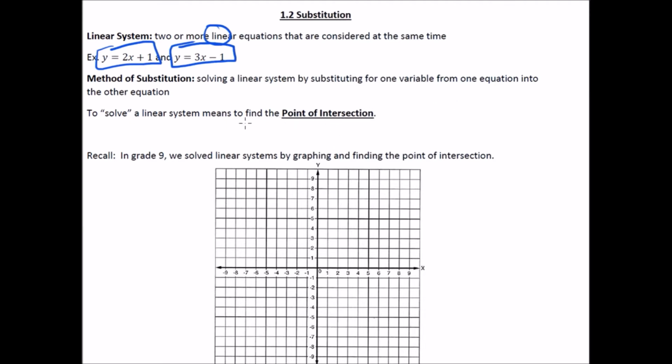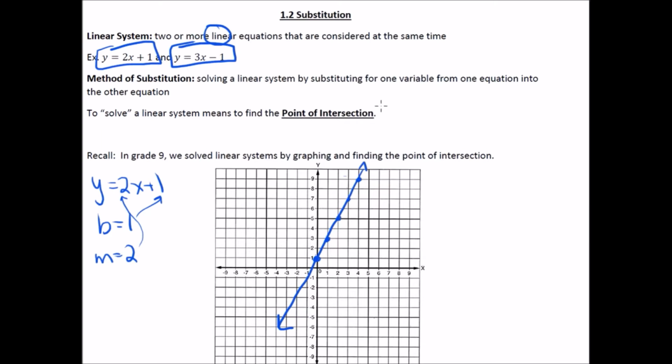Up until now, in grade 9 and in 1.1, what we had to do is take these equations and actually graph them. So let's try that first. For the first equation, the b was 1 and the slope was 2. So we'd go up 2 over 1, up 2 over 1, up 2 over 1, up 2 over 1. And that's how we would have to solve.